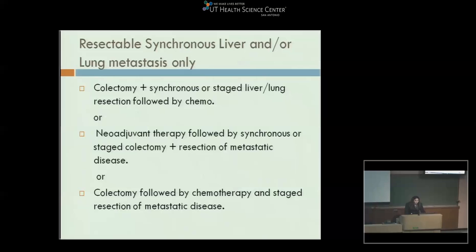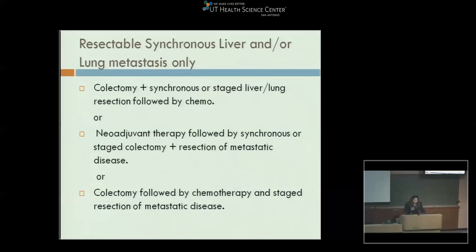The preferred way to go is colectomy plus synchronous or staged liver and lung resection followed by chemo, as long as it is a resectable lesion and the morbidity associated with it, depending on the patient's characteristics, is appropriate. Otherwise, you would do the neoadjuvant pathway.